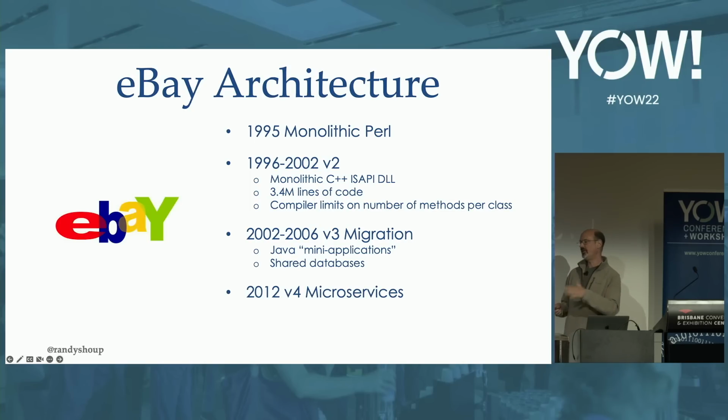And then the more modern iterations of the architecture, because there have been 5 or more, are microservices, and again, still Java, but moved to Spring, and then a move to Spring Boot. But this is how eBay's architecture has evolved over time.